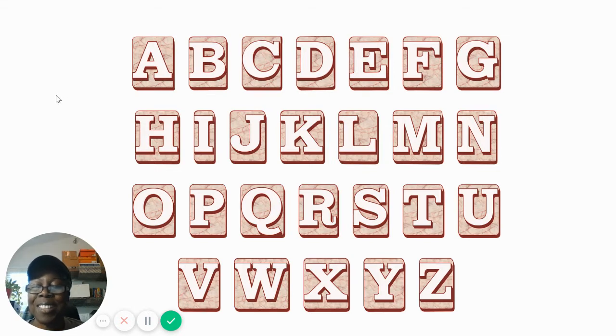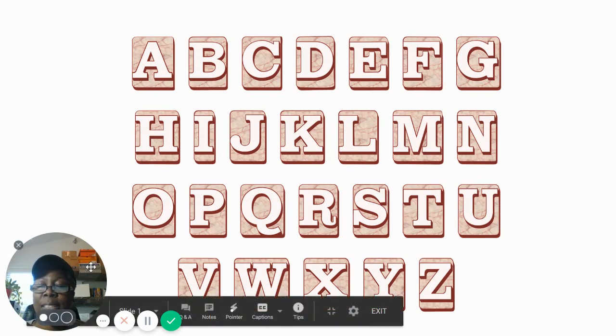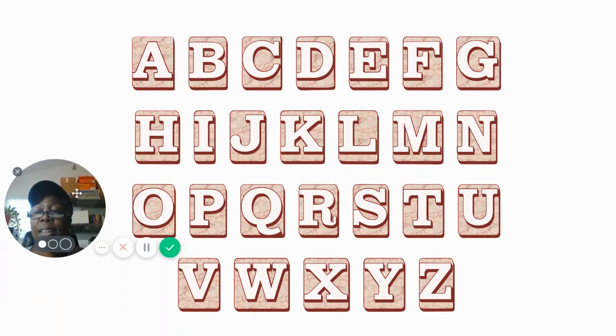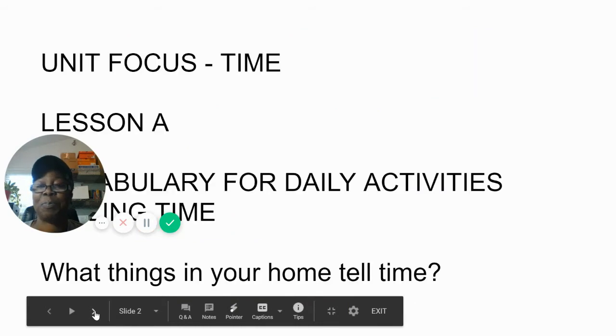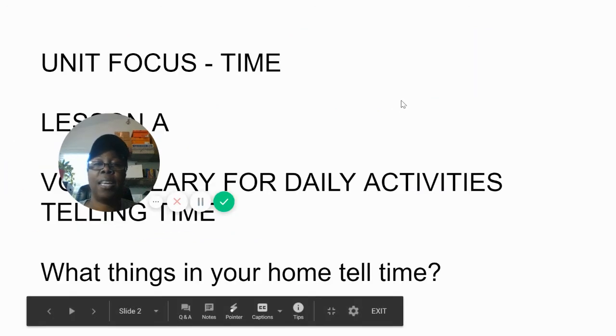All right, so let's go right on into Unit 6. Of course, I am going to have to move myself. I'm going to move myself here for now, but I think I'm going to need to move myself again. Yeah, here we go. Okay.